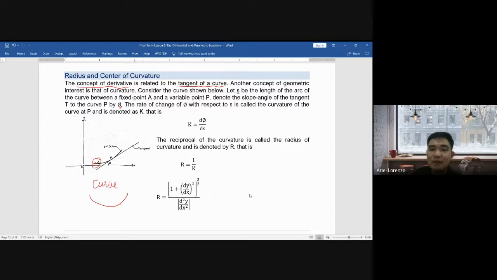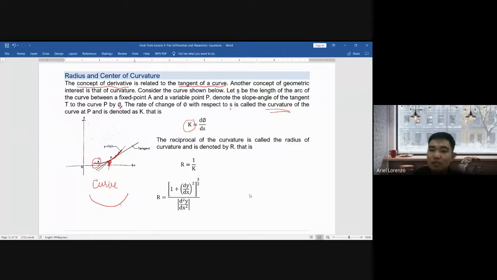The rate of change of phi with respect to the length of your arc, class, is called the curvature. Itong theta nito, class, nababago. Kung ilipat-lipat ko tong variable P na to, for example, dito yung gagawin kong point P, di ba may tangent line pa rin yon. The change ng pagbago-bago ng inyong angle dyan, class, with respect to the length of your arc, that is called the curvature of the curve at P. And that is denoted as K. I repeat, that is the derivative of phi with respect to the length of the arc.